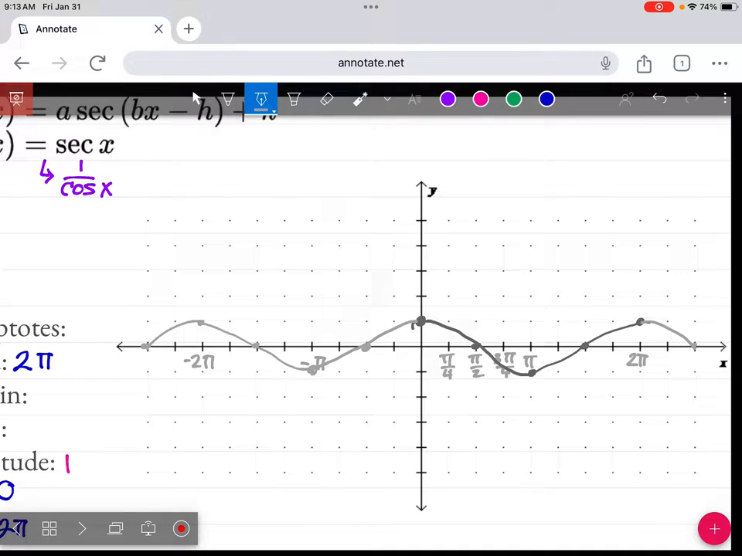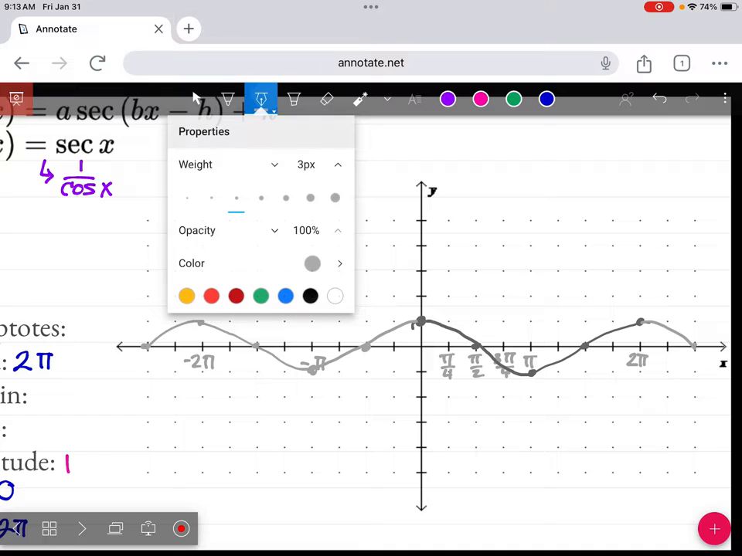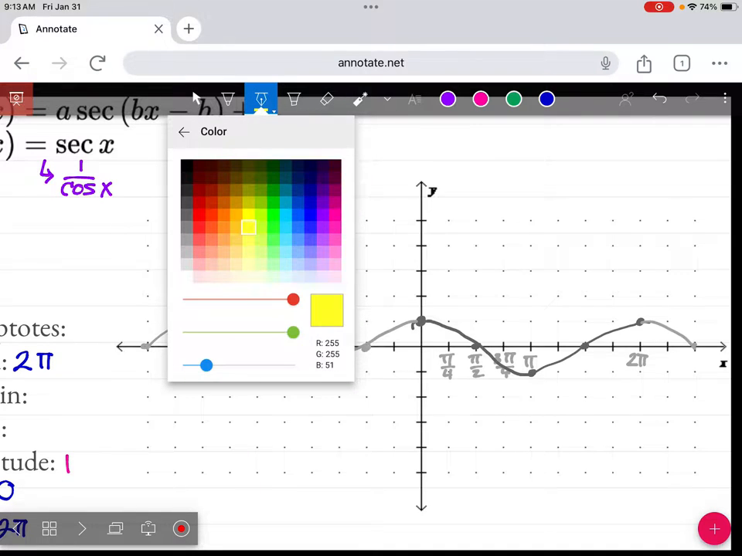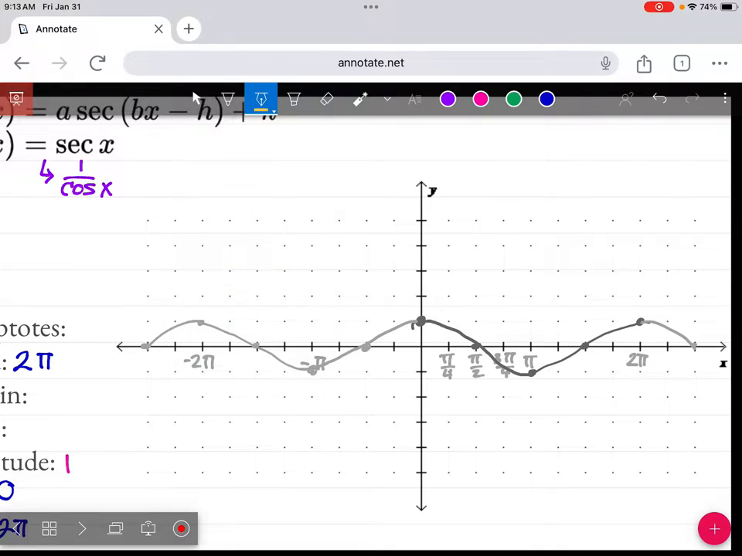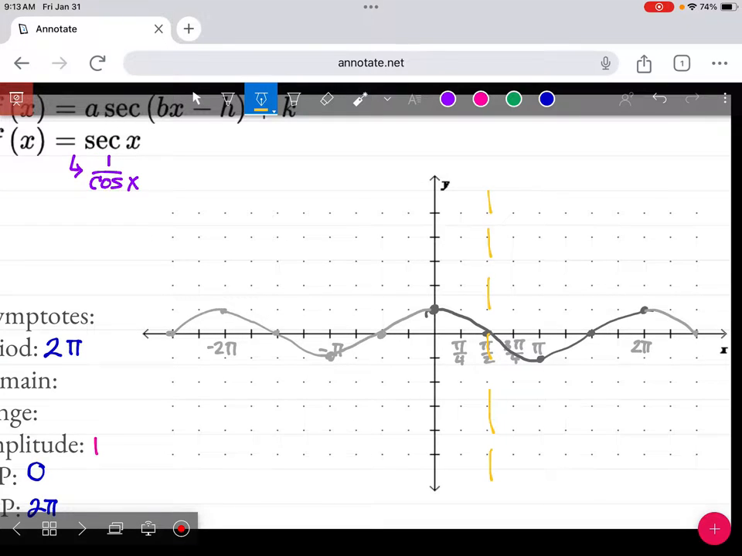The process for secant is very much like cosecant from yesterday. So wherever we are hitting that center line, that midline, in this case right on our x-axis, that's where we're going to have our asymptotes. Our first one's at pi over 2. It's the first place we get a 0. And then we have one at 3 pi over 2. We have one at 5 pi over 2.